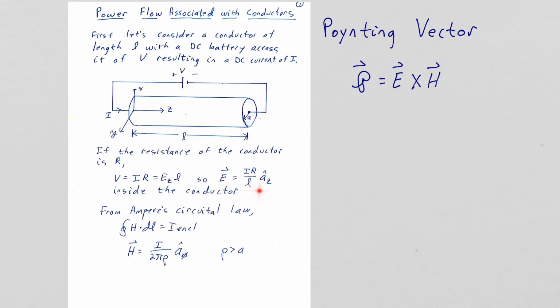So the electric field intensity is the current flowing times the resistance divided by the length of the resistor, and it's in the Z direction. Let's now apply Ampere's circuit law. So outside the resistor, the magnetic field intensity is I over 2 pi rho in the phi direction. So on the surface of the resistor, the magnetic field intensity is I over 2 pi A in the phi direction. So we have the electric field intensity and the magnetic field intensity on the surface of the resistor.